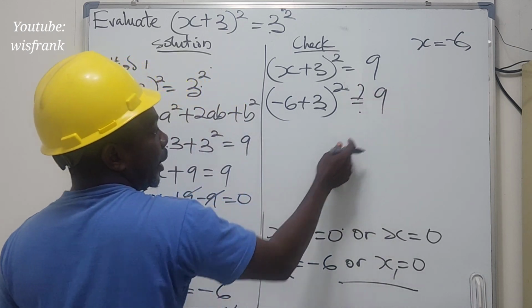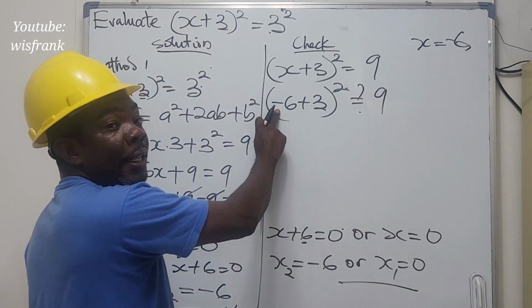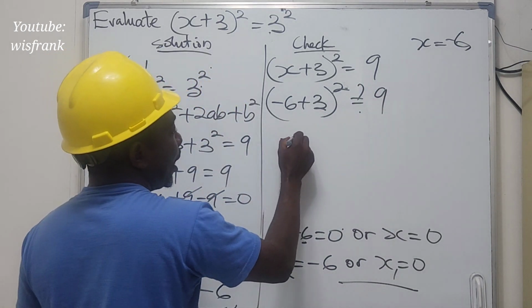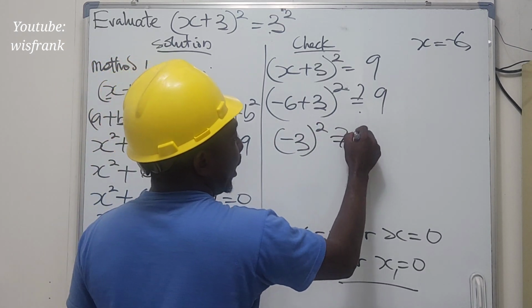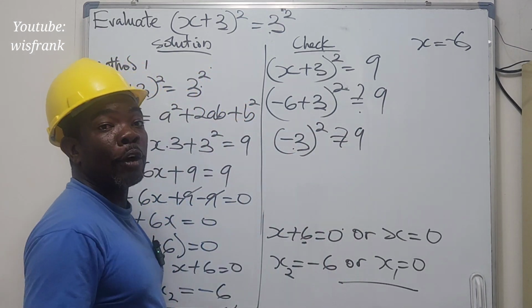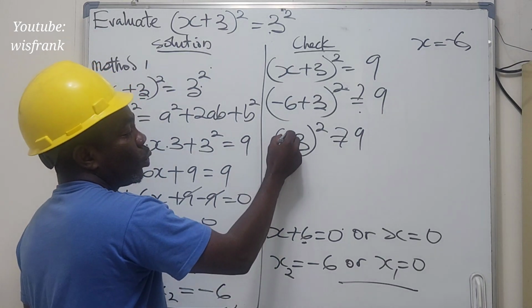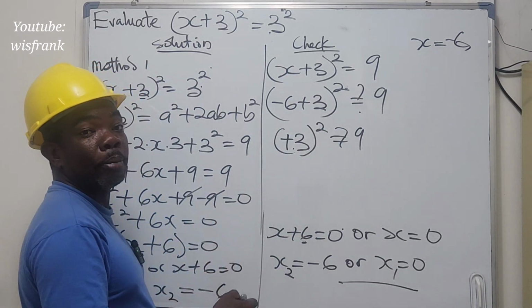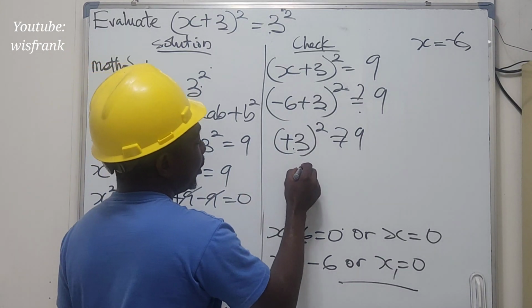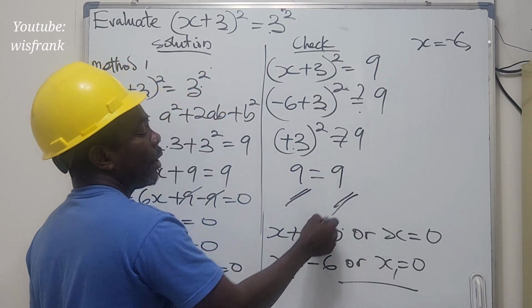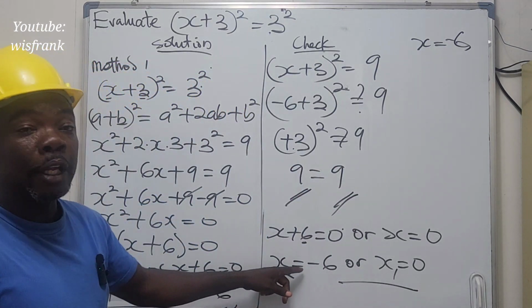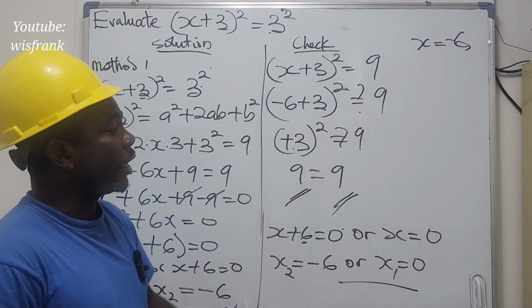Will this equal 9? Let's find out. −6 + 3 is −3, all to the power of 2. Will this equal 9? So (−3)², we all know that this will turn to positive when we multiply by itself. So this is 9 equals 9. What we have on the left hand side is what we have on the right hand side. Therefore, x = −6 satisfies that expression.